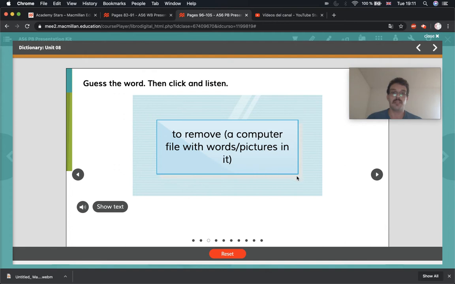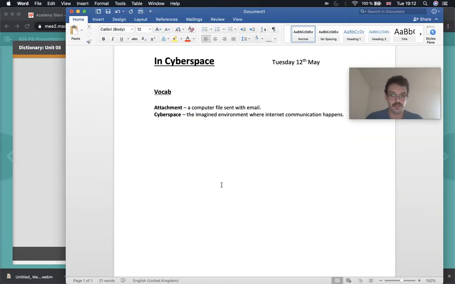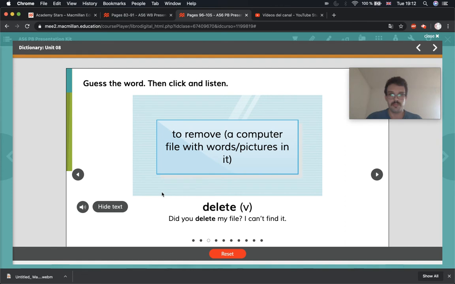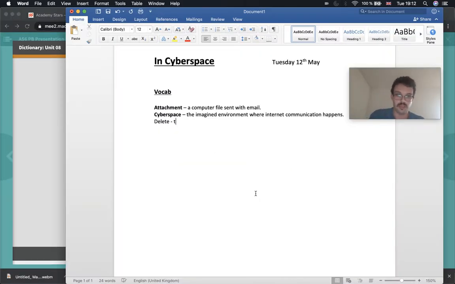Okay, so this is a verb, verbo. To remove, quitar, right? To remove a computer file with words, pictures in it. Borrar is a better word, right? Borrar. This in English is delete. Okay, delete. So we're right here. Delete. And we'll just put to remove, delete, okay.